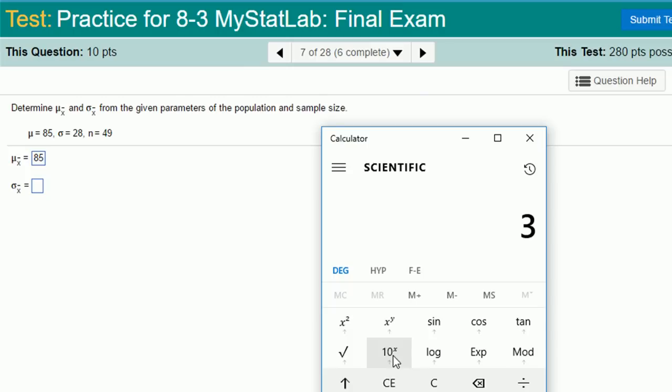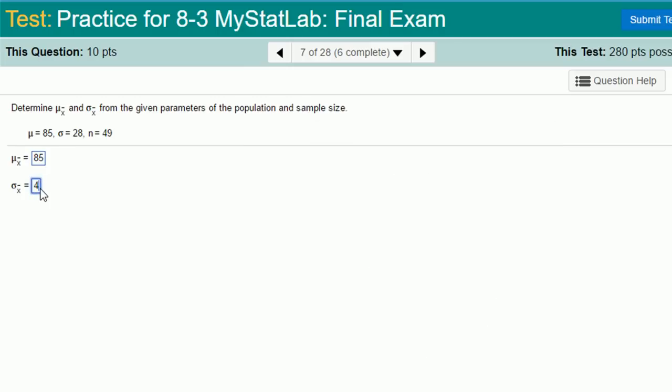So I'm going to take 28, the standard deviation, and divide it by the square root of 49. I'm going to square root 49. So that's 28 divided by the square root of 49, and that's 4. So that's my standard deviation. It's 4. That's called the standard error of my estimate, x bar.